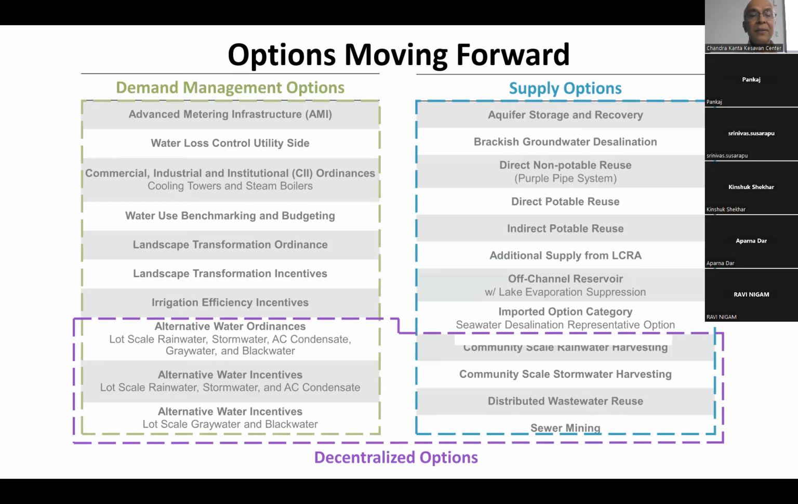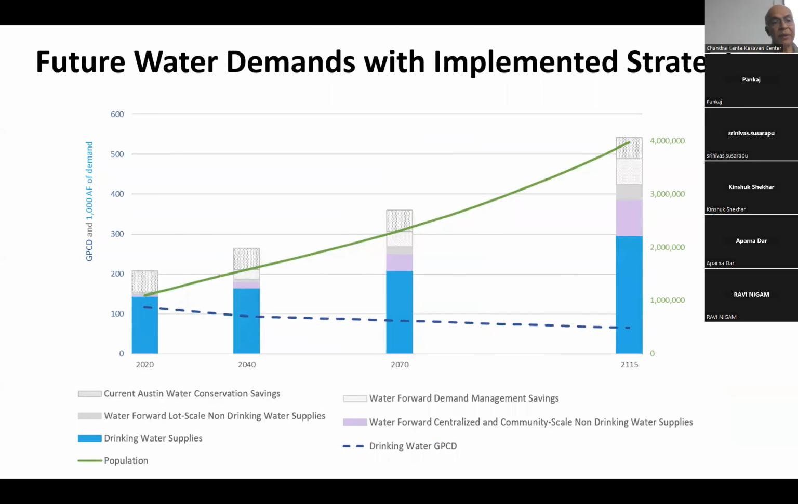I don't want to read through all this. You can get all this in the report. So here's the quick summary. In the future, the population, the green line, is going to quadruple from 1 million to 4 million. The per capita water use, the dashed line at the bottom, is about 120 to 225 now. It will come down to about 70 in about 100 years. So we are hoping that people will conserve and get a little better.